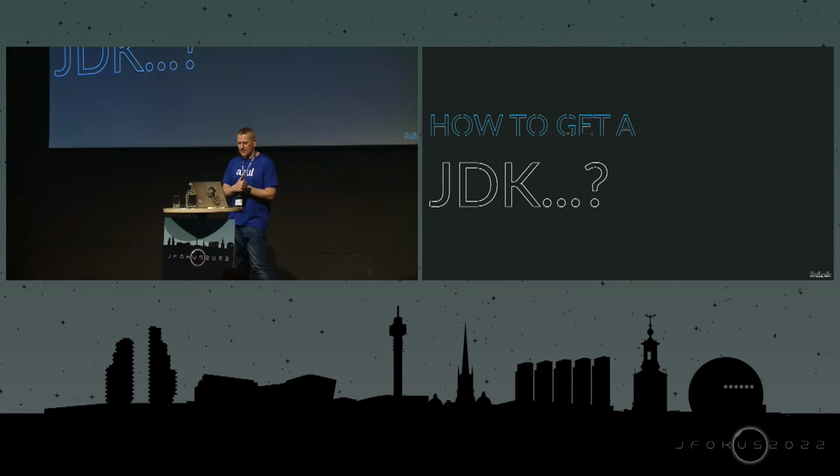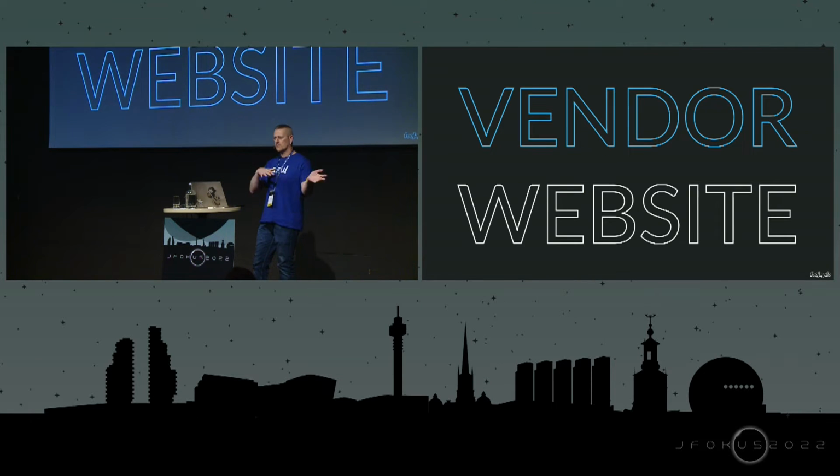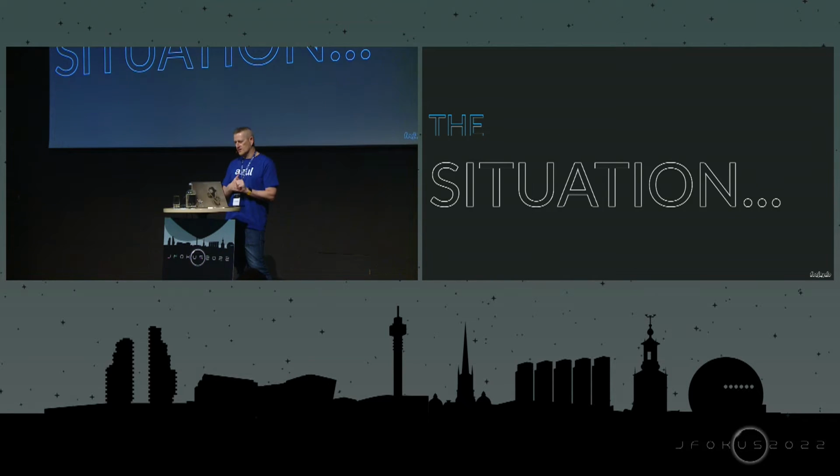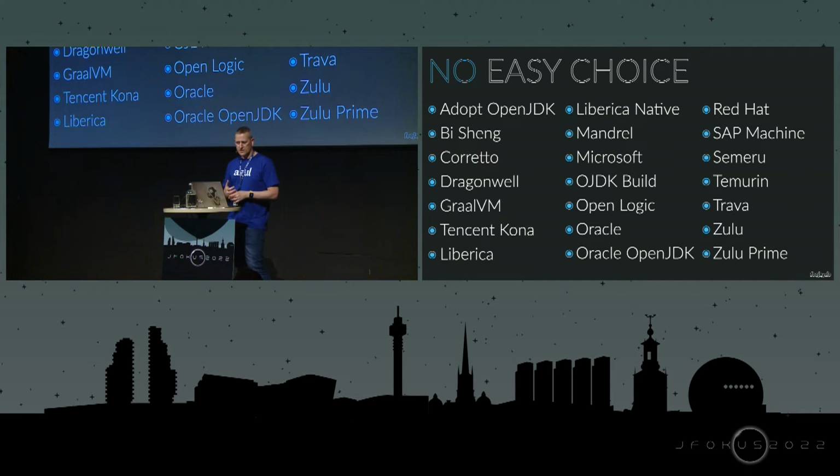So the question is how to get a JDK these days, right? So, of course, SDKMAN. Who's using SDKMAN here? Okay, the other way would be you go to the vendor website and download it, right? And the situation that we face is we have many distributions, we have multiple versions, there's no central place to get them. And we have even different technologies, like OpenJDK distributions and GraalVM. So it could be a bit of a problem because it's not really an easy choice, right?